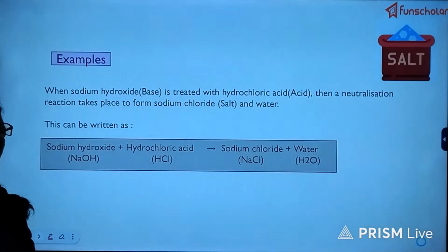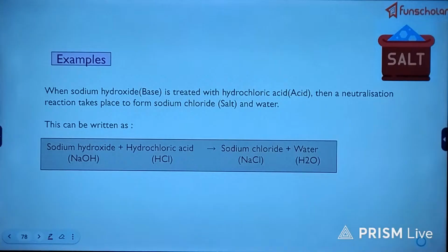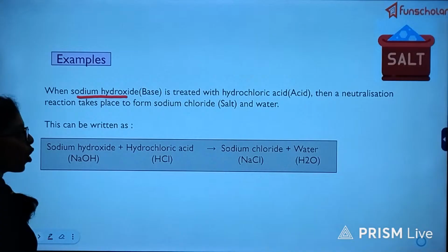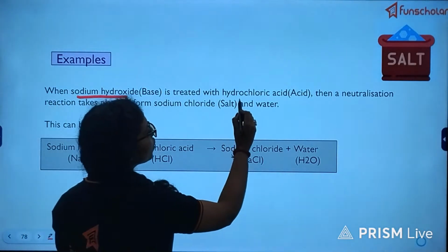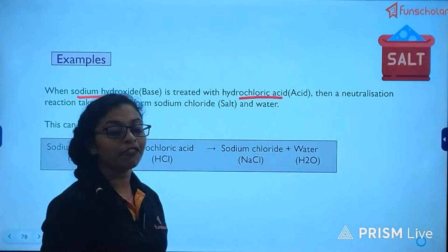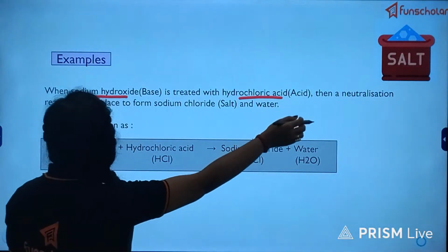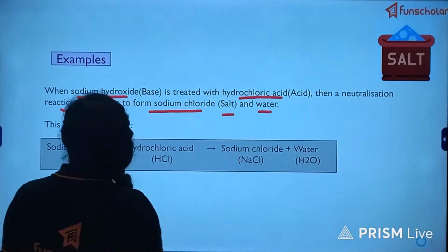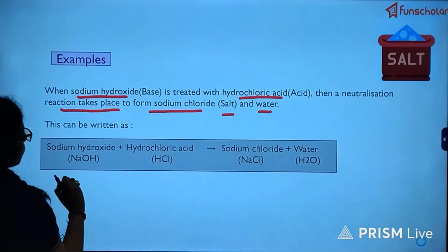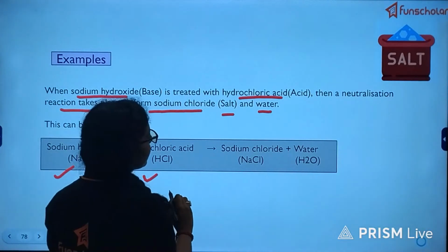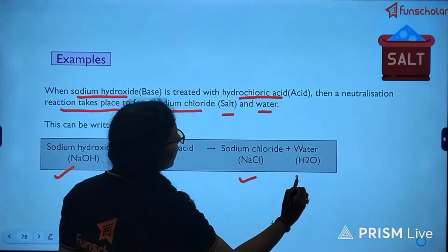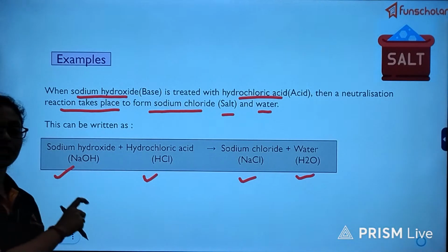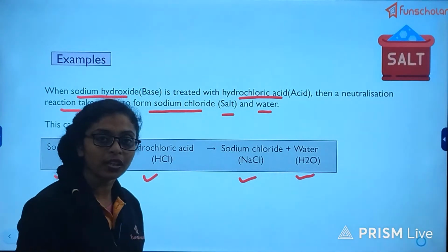Okay, so let's discuss it with an example. When sodium hydroxide, which is a very strong base, is treated with hydrochloric acid, again a very strong acid, then a neutralization reaction takes place to form sodium chloride, which is salt, and water. This can be written as sodium hydroxide plus hydrochloric acid is equal to sodium chloride plus water, which I have already mentioned while I was discussing the first introduction to the neutralization reaction.